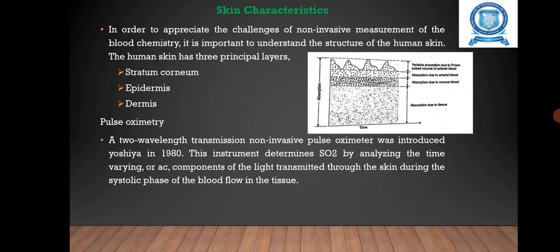Next we are going to see pulse oximetry. Transmission non-invasive pulse oximetry was introduced in Asia in 1982. Here the instrument determines SO2 by analyzing the time-varying or AC components of the light transmitted through the skin during the systolic phase of the blood flow in the tissue.